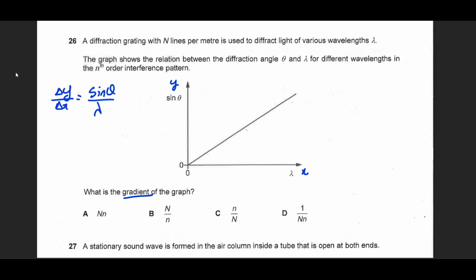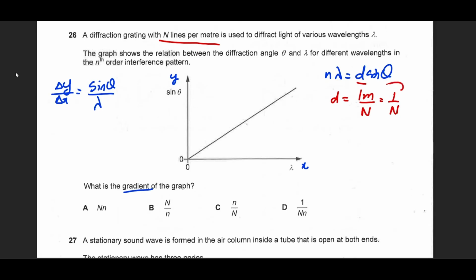So let's go for the diffraction grating formula, which is n lambda equals d sine theta. Let's replace all the variables in the situation. Now small d is not given to you, but something else is given to you in its place, that is N lines per meter. Now this means that d is now equal to 1 meter divided by capital N, which becomes 1 over N.